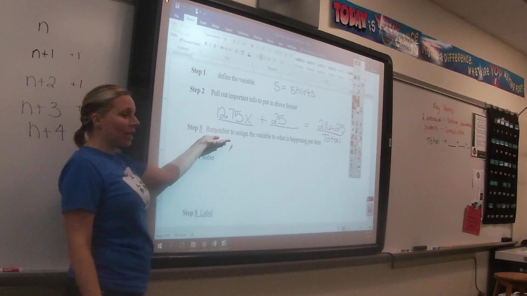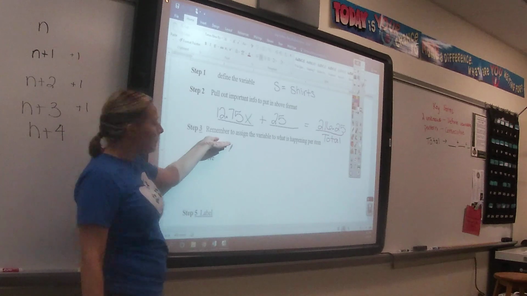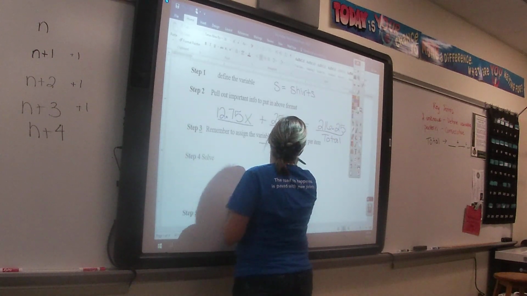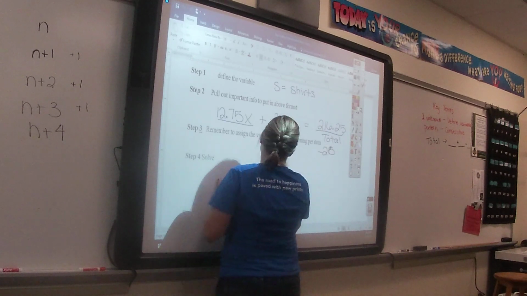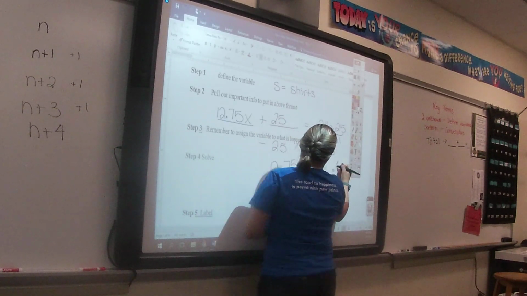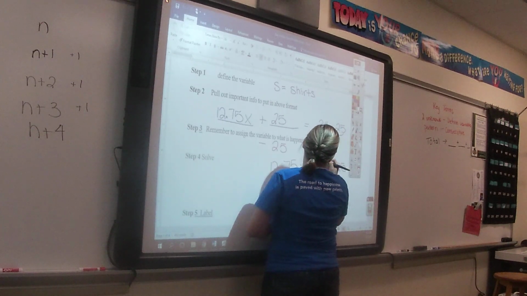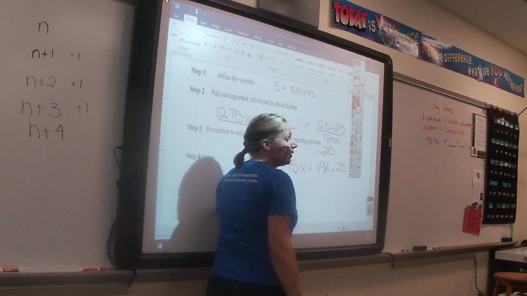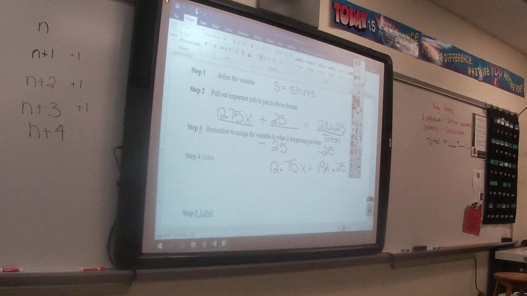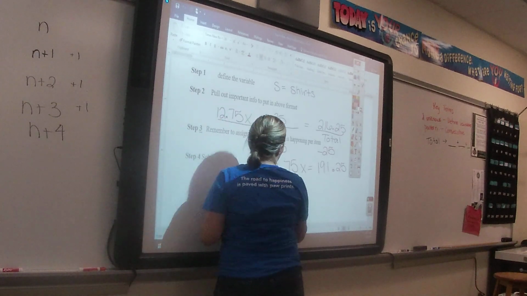Now we should agree, does this look like something we can solve? Yep, so let's solve it. Subtract 25 from each side. 191.25. And then we'll undo multiplication with division.